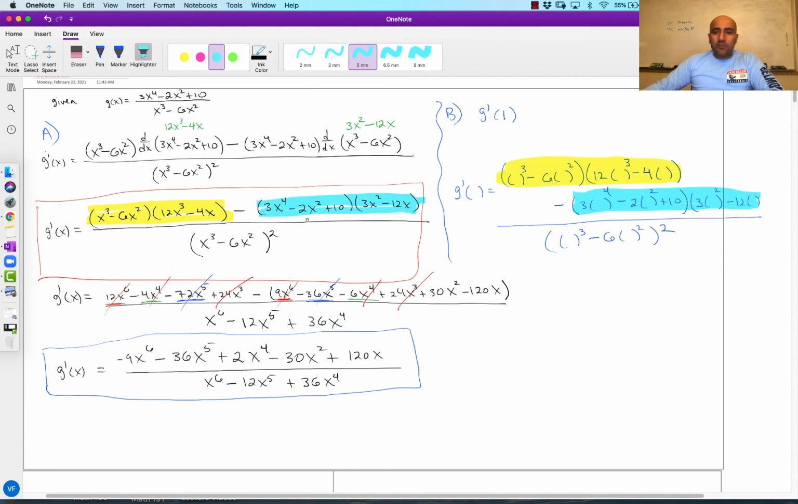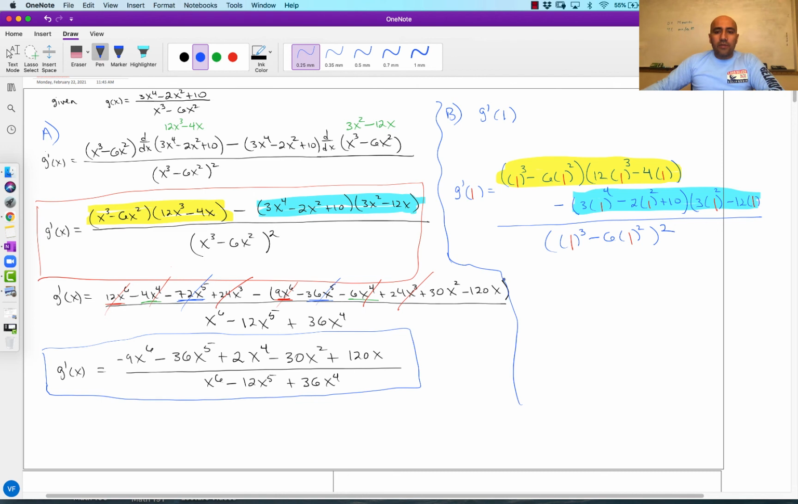Okay, so I just copied this one onto there, and now I'm going to replace x with 1. Let's say that here is a 1. So it's 1 cubed minus 6 times 1 squared times 12 times 1 to the power of 3 minus 4 times 1 minus 3 times 1 to the 4th power minus 2 times 1 to the 2nd power plus 10 times 3 times 1 minus 12 times 1, all of it divided by 1 to the 3rd power minus 6 times 1 squared, the whole thing raised to the power of 2.